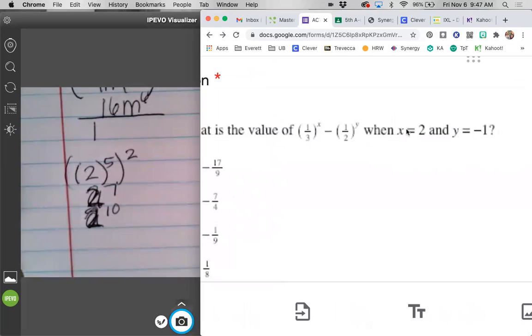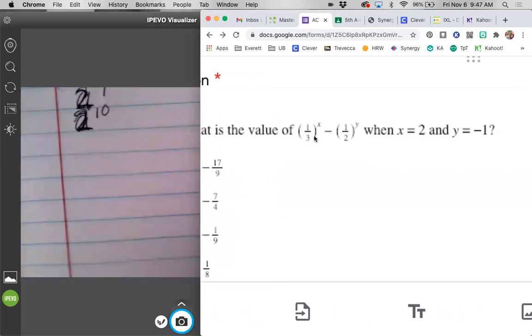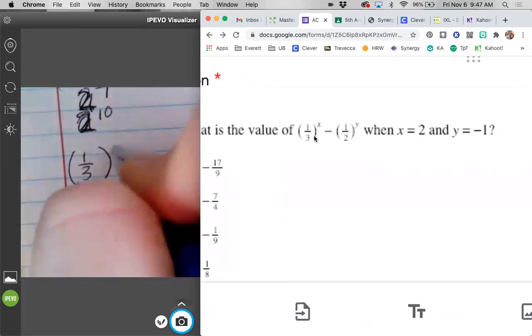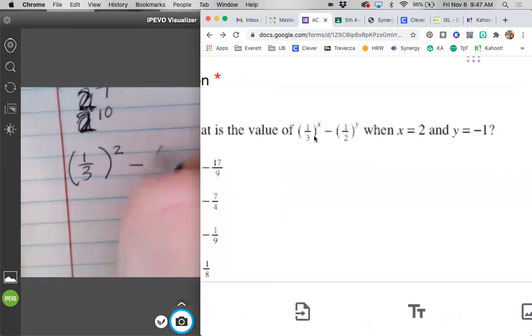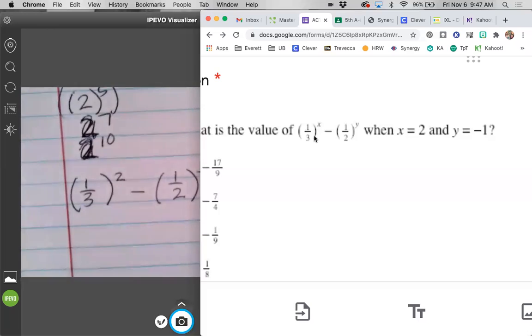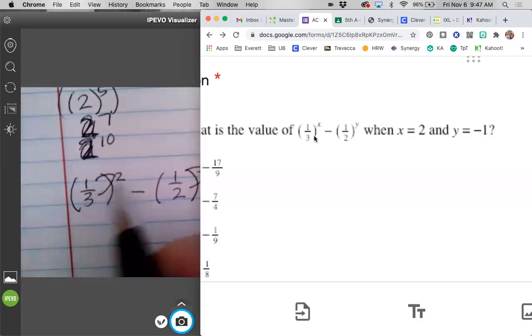Here they give us some numbers for X and Y. So X is 2 and Y is -1. So we're going to take 1/3 and raise it to the 2nd power. Subtract more parentheses. 1/2 gets raised to the -1st. So once again, distribute first. The 2 goes there and there. The -1 goes there and there. So 1 squared is 1. 3 squared is 9.